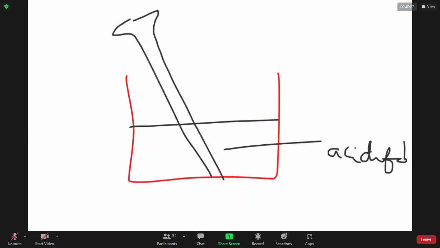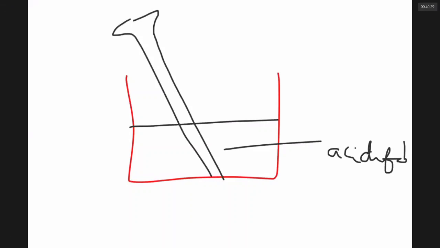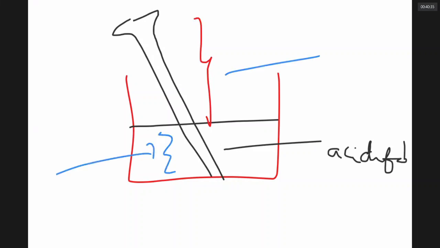Now, question is, which part is rusted rapidly, the outer part or inner part? Which gets rusted rapidly? Can you answer, sir?